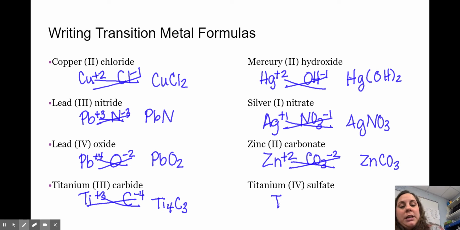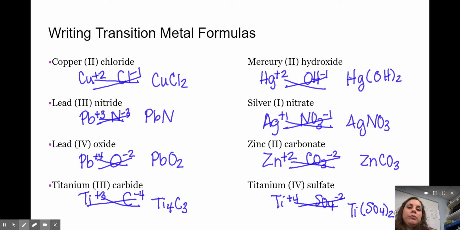For our last example on this page, we have titanium 4 sulfate. We have titanium, charge is +4. Then we have sulfate, which is SO4, its charge is -2. When we cross these down, notice again, those are both multiples of 2, so they can be simplified. So I have Ti(SO4)2.